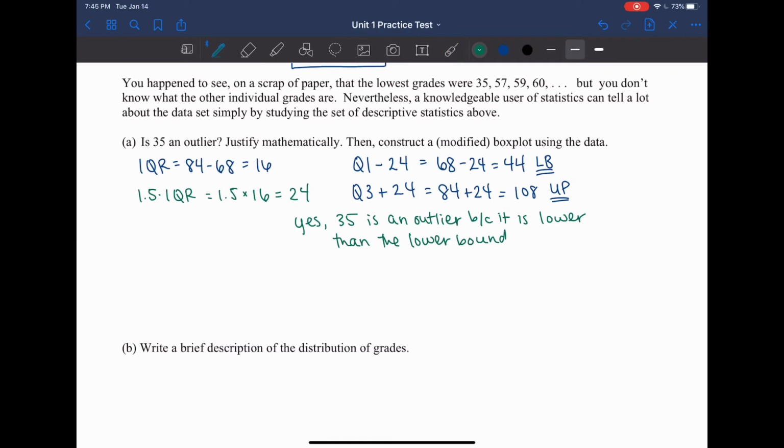So I'm going to go ahead and draw my number line, and I'm going to start at my minimum, which is 35, and I'm going to keep going up to my maximum, which is 94. So I'm going to go by 5. So 35, 40, 45, 50, 55, 60, 65, 70, 75, 80, 85, 90, 95. And that's how far we're going to go.